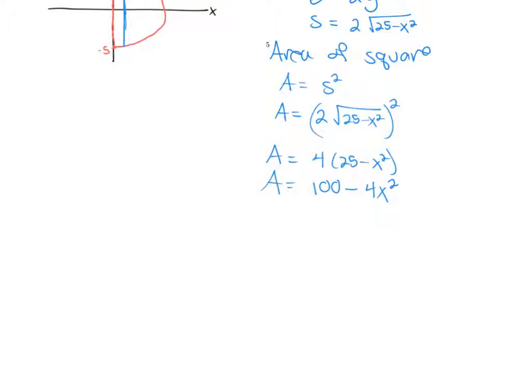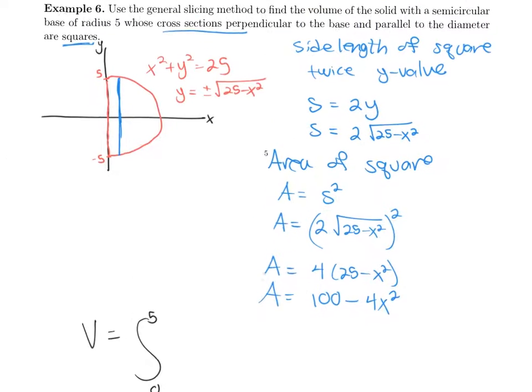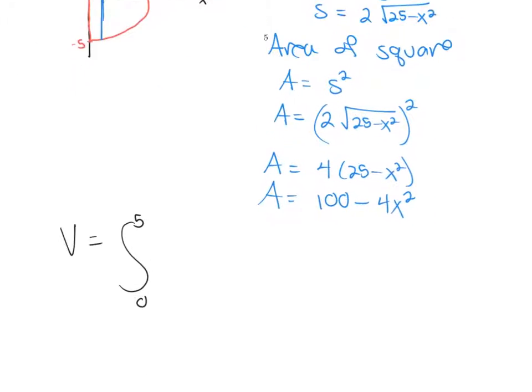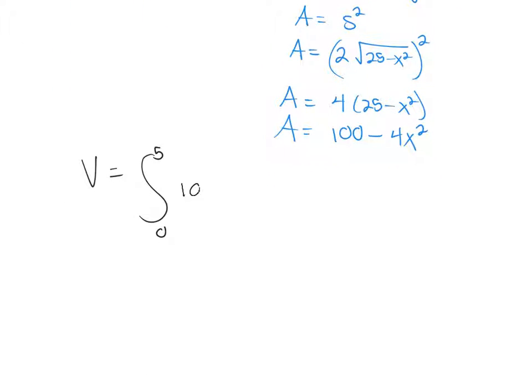So now all we have to do is integrate that. So my volume is going to be the integral from 0 to 5, and let me go back and show you why it's from 0 to 5. 0 was the first x value, all the way up till 5 was the next x value, because this semicircle had radius 5. Okay, so the integral from 0 to 5 of 100 minus 4x squared dx. That was our area. Integrating the area is going to give us the volume of this whole solid.